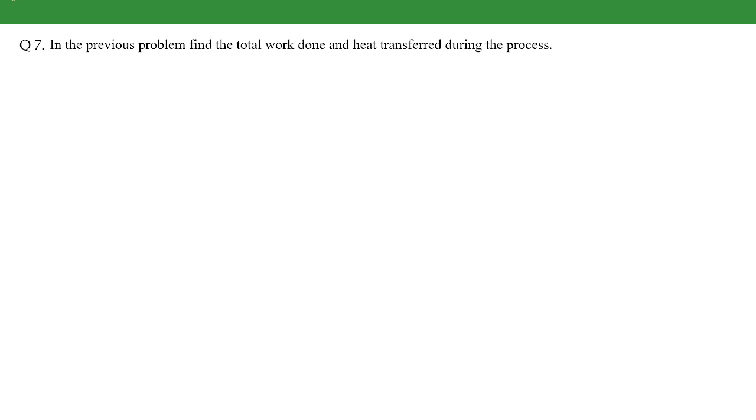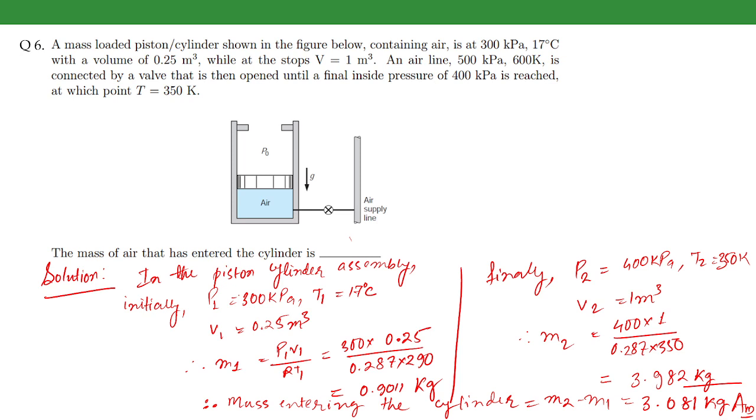Now during the movement of the piston in the piston cylinder assembly, initially there is a constant pressure process. As the piston moves from 0.25 meter cube to 1 meter cube, it is a constant pressure process because there is nothing restricting the movement of the piston. So the volume increases with the increase in the temperature.